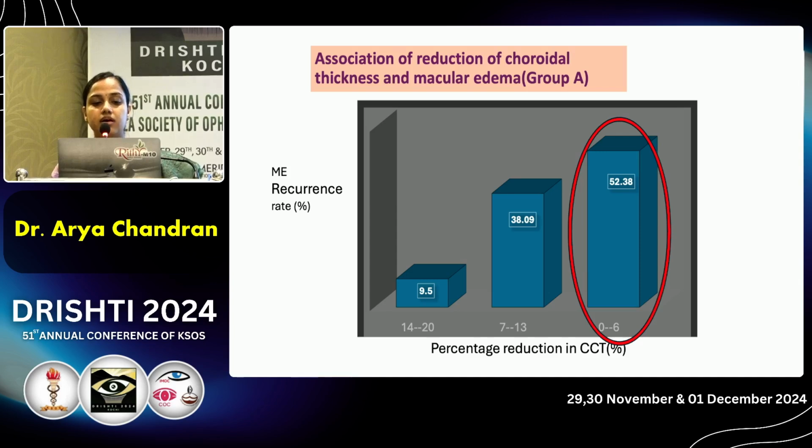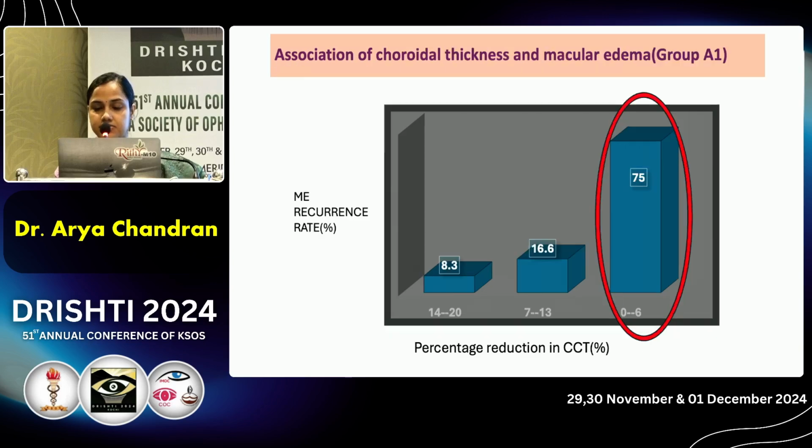This graph shows the relationship between the percentage reduction in choroidal thickness and macular edema recurrence in Group A. Here we can see the patients with less than 6% reduction in choroidal thickness after 1 month of intravitreal injection show high macular edema recurrence rate. This graph shows the relationship between percentage reduction in choroidal thickness and macular edema recurrence rate in Group A1, that is, no resolution of macular edema at the end of 1 month of intravitreal injection. Here also the patients with less than 6% reduction in choroidal thickness after 1 month of intravitreal injection show high macular edema recurrence rate.